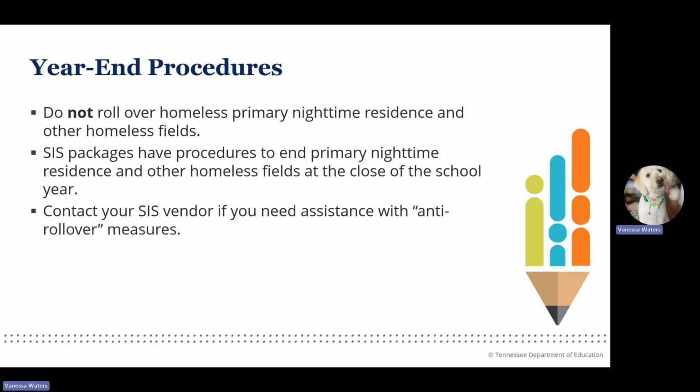So for your in-year procedures, you want to look at your SIS packages to ensure that they do not roll over any primary nighttime residence or other homeless fields. You need to make sure with your vendor that your packages do not roll over. Again, you want to make sure that your primary nighttime residence and other homeless fields are coded properly, and ensure that you connect with your SIS vendor to make sure that you have your anti-rollover measures in place.